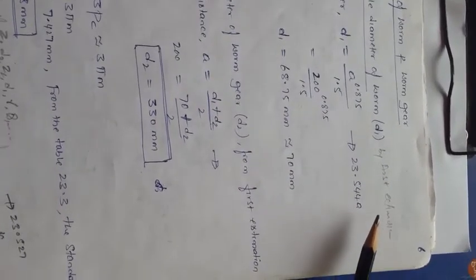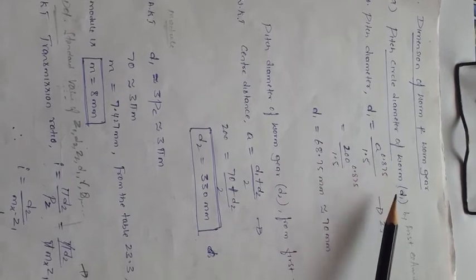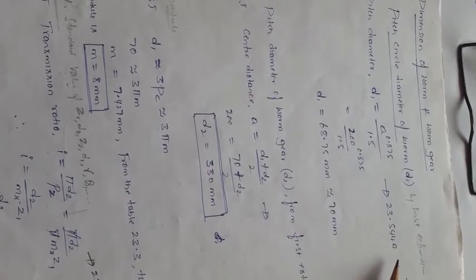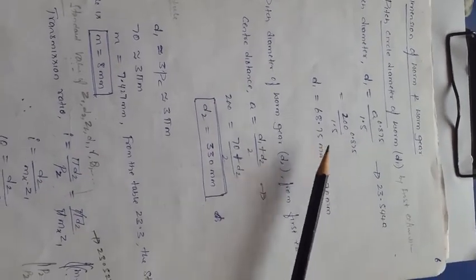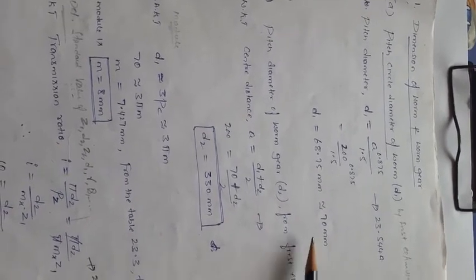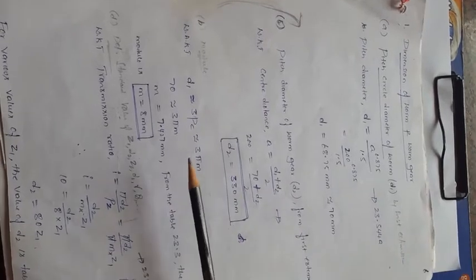First, the pitch circle diameter of the worm, that is d1. How do you calculate it? By first estimation. We know the pitch diameter of the worm is d1 equal to a to the power 0.875 divided by 1.5, where a is the center distance, equation 23.544a. When you substitute, you will get 68.75, rounded off to 70 mm.